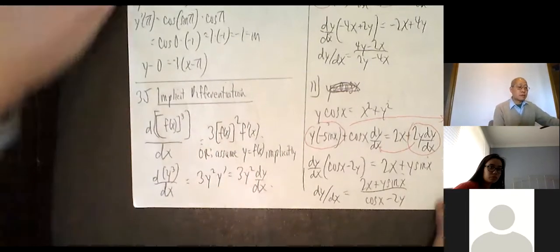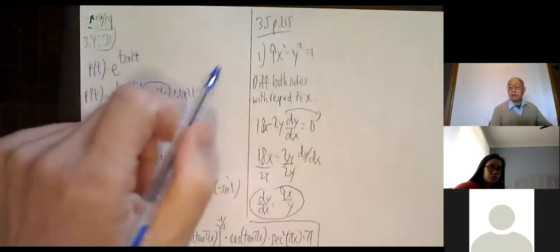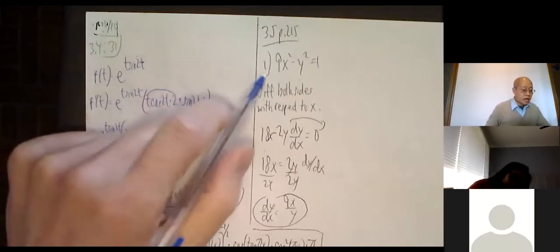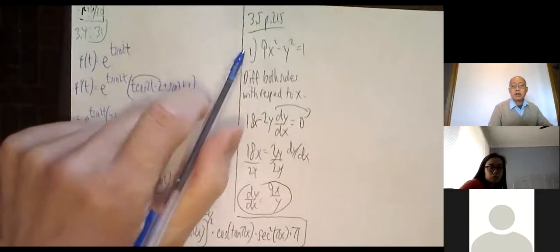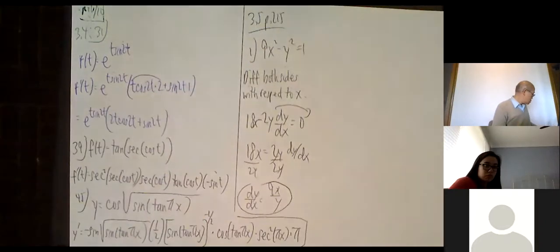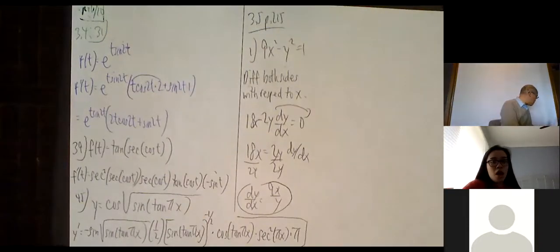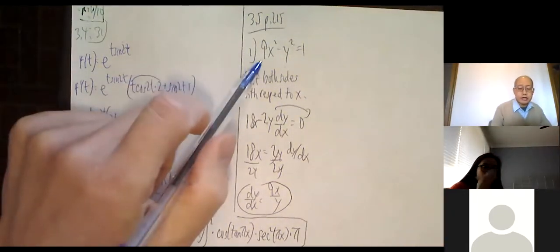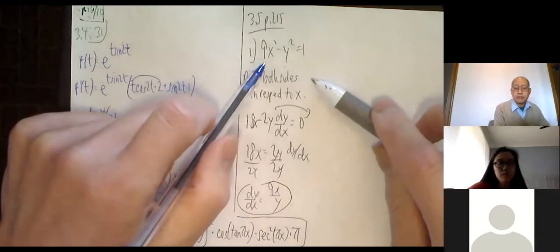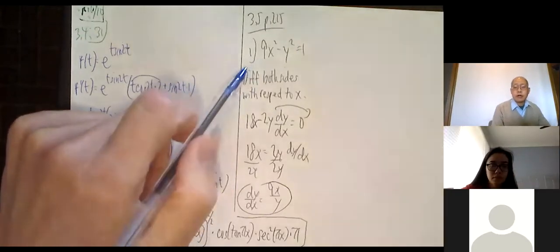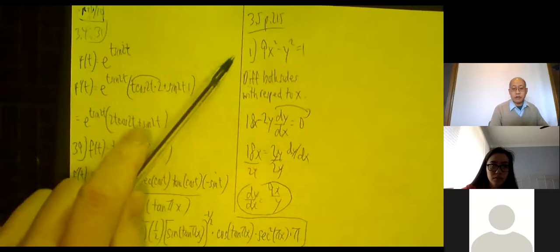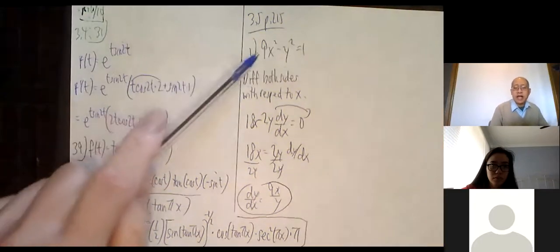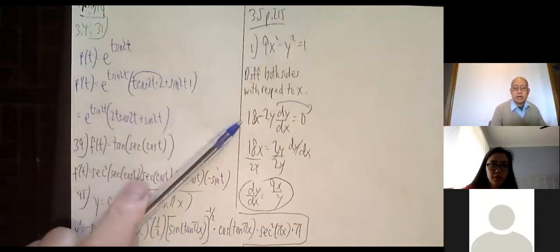Let me show you a perfect example right away by doing some of this stuff. Number one, 9x squared minus y squared equals 1. Find the derivative. So what we're going to do is differentiate both sides with respect to x. If two things are equal, their derivatives are equal. Please notice carefully how this works. What's the derivative of 9x squared? 18x.